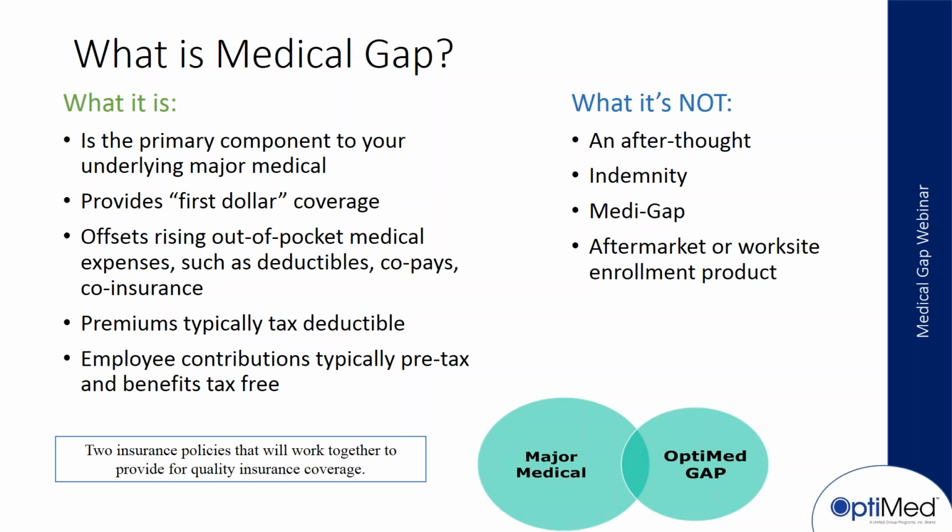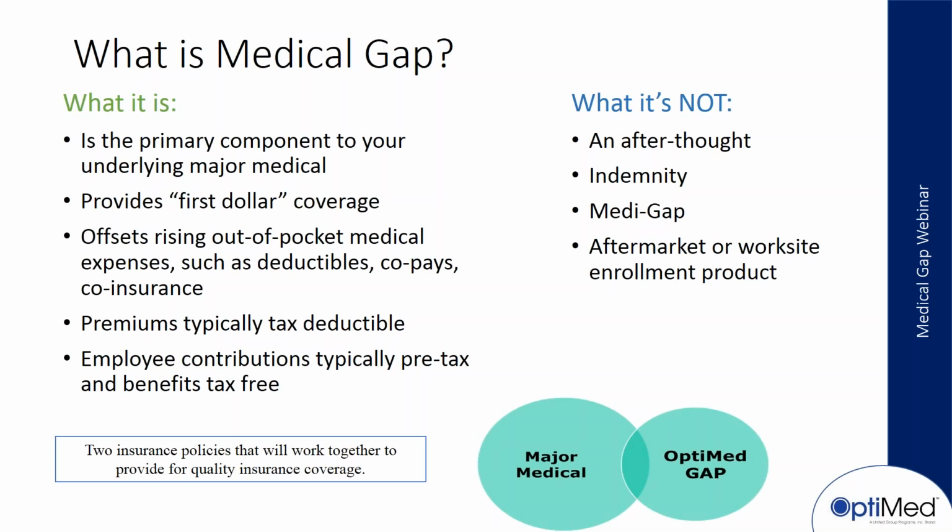So it's a win-win for everyone. You as the employer group can save money. You as the employee win by getting deductible and coinsurance coverage, out-of-pocket expense coverage, and the broker wins because they make additional commissions on the group. So what we don't want you to think of it as is an afterthought or a fixed indemnity type program where you get $100 per day for hospital confinement. That's not the way this works.